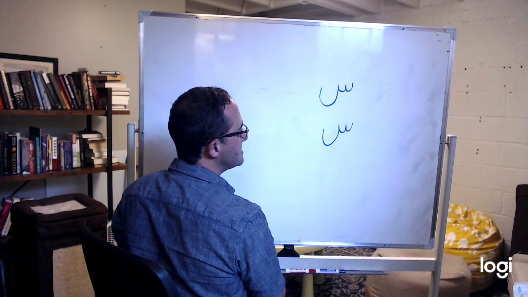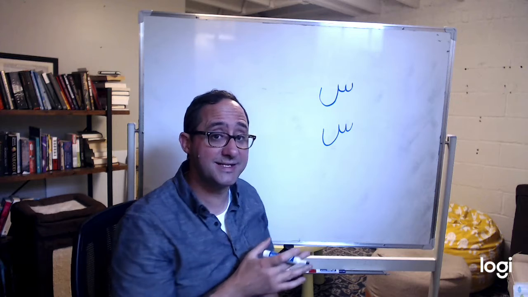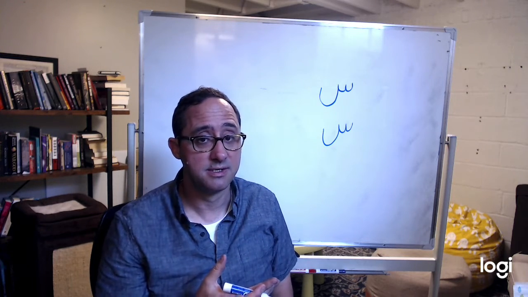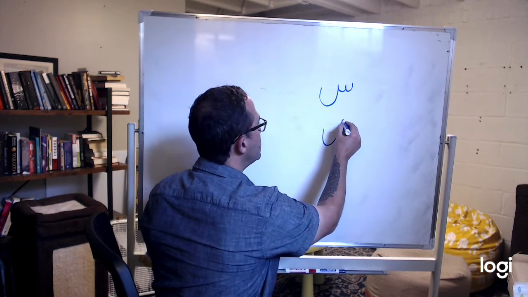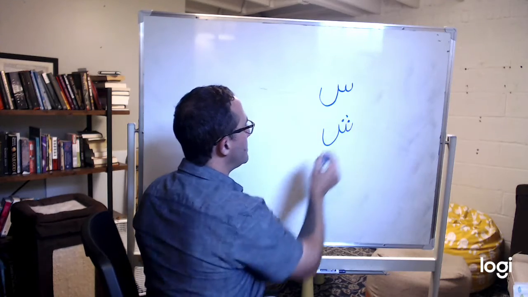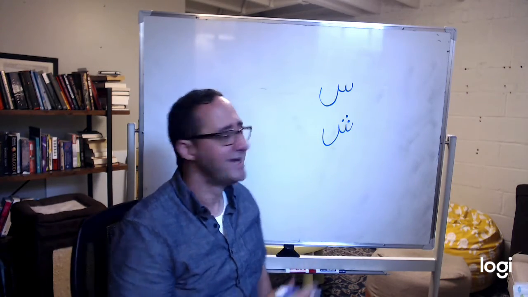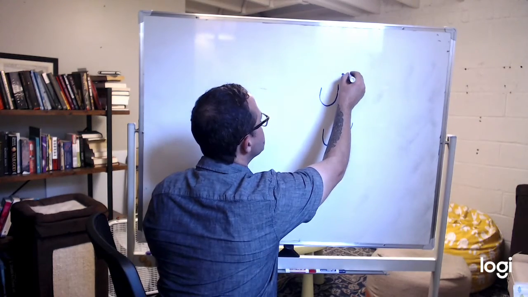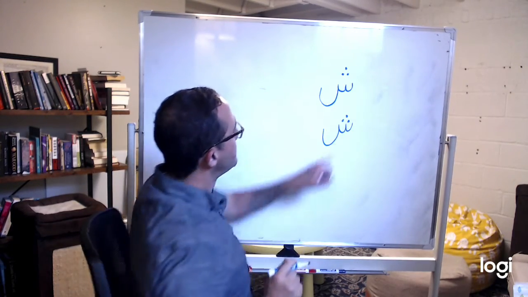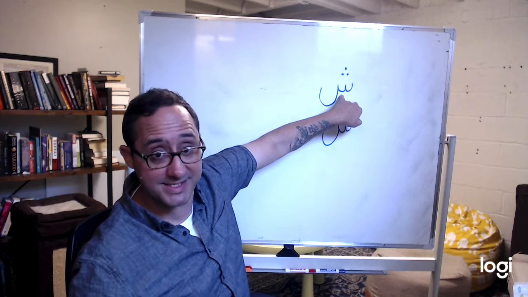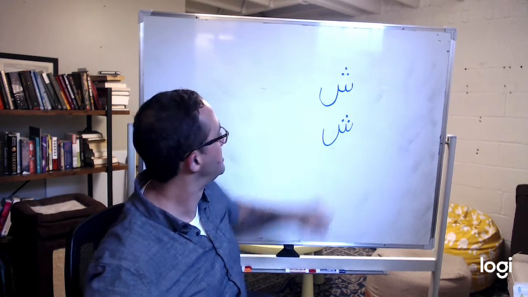S. Okay. How do you make this into a sh? Three dots. Sh. Now it's sh. It actually is a little bit above it, like this. But notice the dots are above this. Sh. Okay?